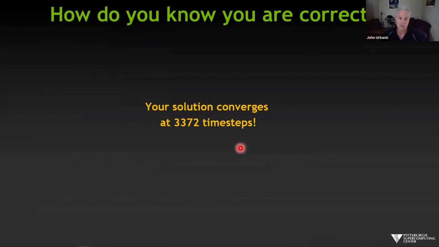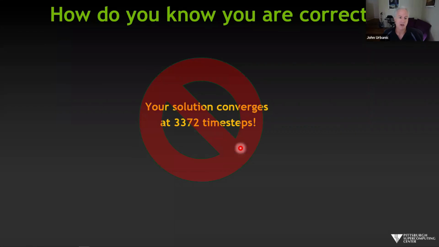Well, the one obvious way might be to say, okay, what if the solution converges at the same time? You run the serial code, and I said it converges in 3,372 time steps. So if you write the parallel version and it also converges in 3,372 time steps, then surely that is the correct solution, right? What are the odds that a broken code is going to converge in the same number of time steps? Well, turns out that's not quite true.